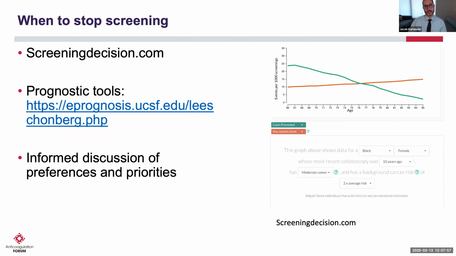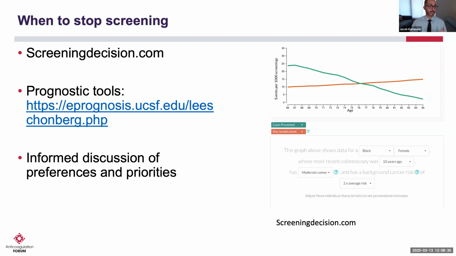We have a number of tools to help us make this decision. My colleague here at the University of Michigan, Samir Saini, created this website at screeningdecision.com. And I have a snapshot here on the right that shows you a little bit about some of the information, but based on comorbidities, colon cancer risk, and sociodemographic factors, it lets you compare the number of cases of colon cancer that are prevented versus the number of complications. So you can see, for example, in this patient that I put in around 76 or 77 years old, the number of complications exceeds the number of cases of colon cancer prevented.